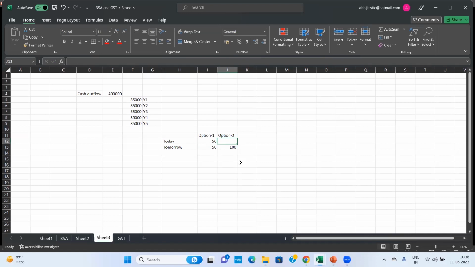Why? That is one part. Second, that is definitely one part. Immediate cash in hand. That is true. Very good. So 50 rupees today is more than 50 rupees tomorrow because of inflation.